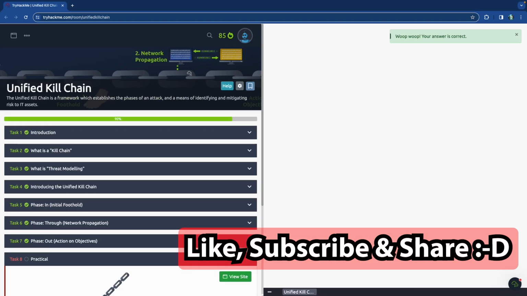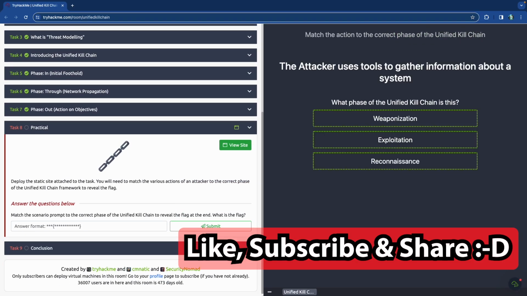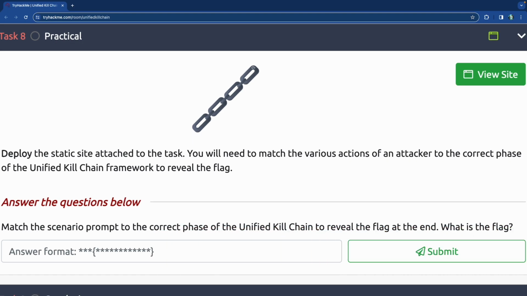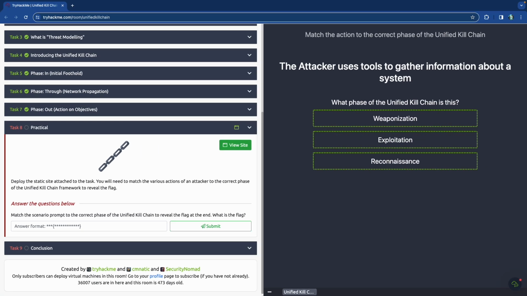So now let's go to the practical example here. So we're gonna view the site. And so it says deploy the static site attached to the task. You'll need to match various actions of an attacker to the correct phase of the unified kill chain to reveal the flag. Okay, let's see.